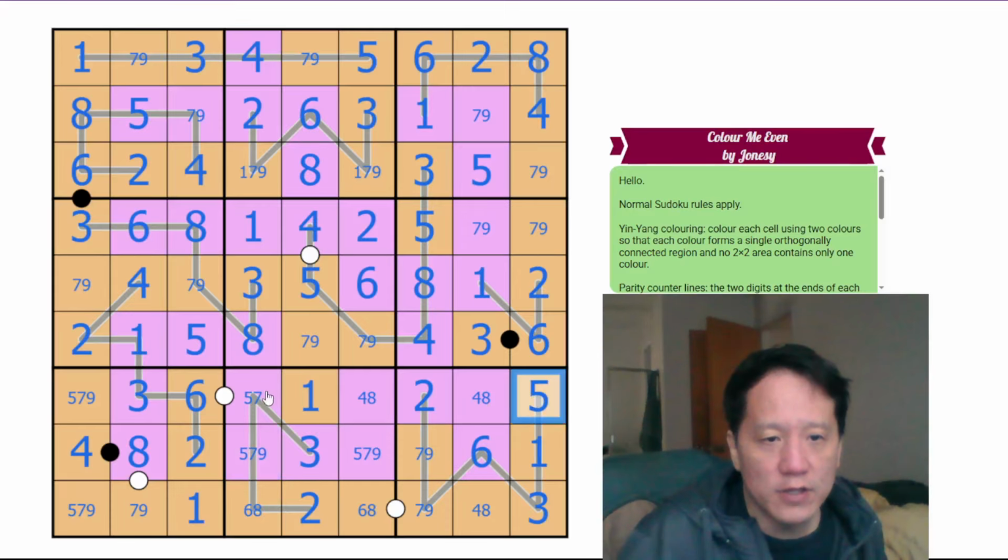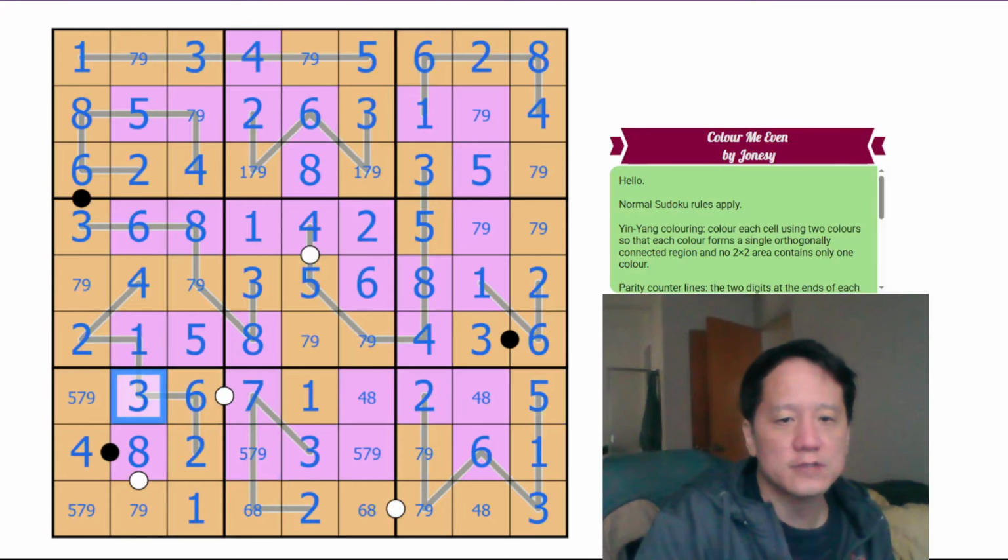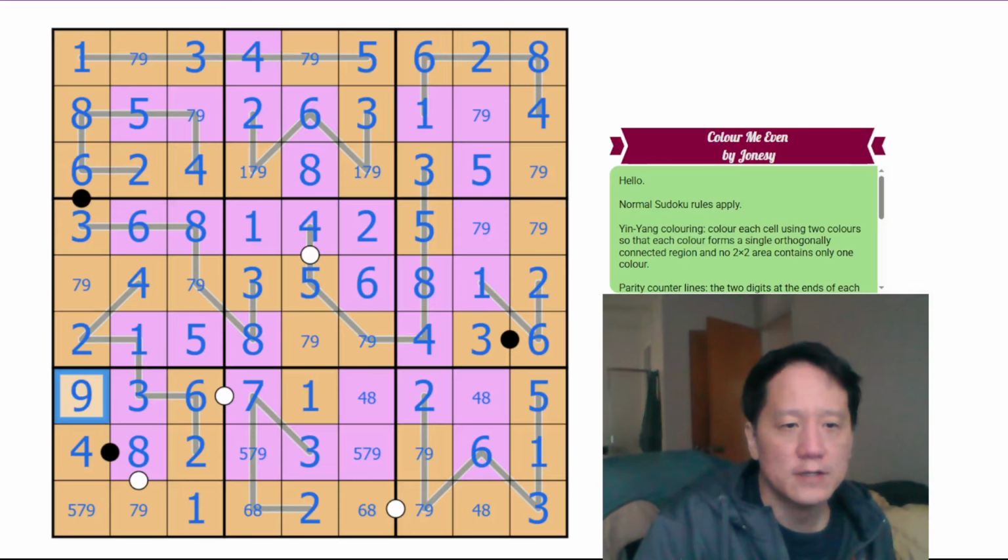This 5 eliminates 5 here. So this is 7. This can't be 5 or 7. It's 9. That eliminates 9 here, so it's 7 and 9. The 7 eliminates 7 and 9 here, so this is 5. 9 eliminates 9 here, so it's 7, which eliminates 7 here, so that's 9, which makes this 7.